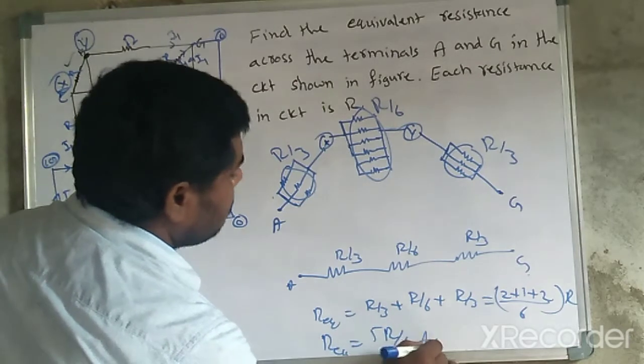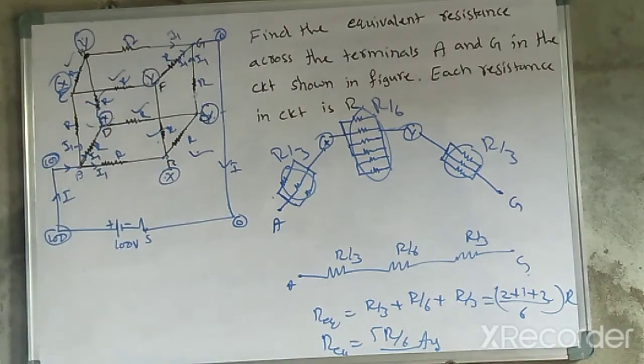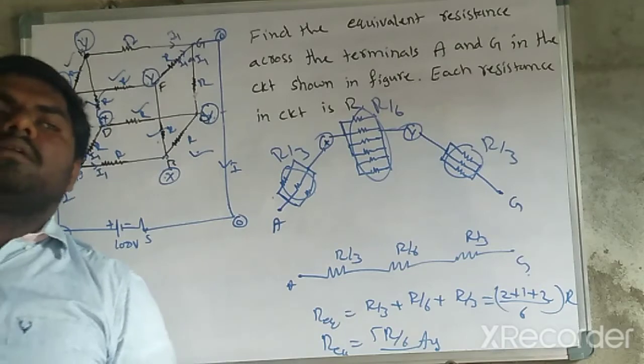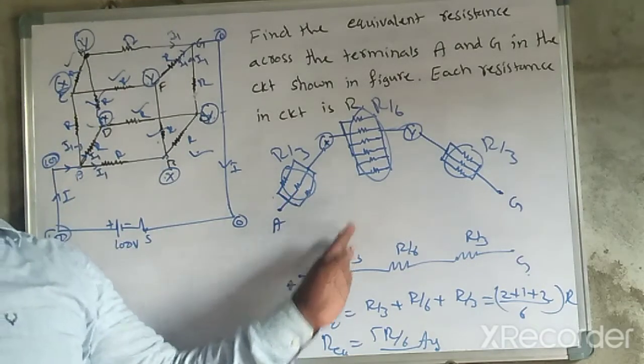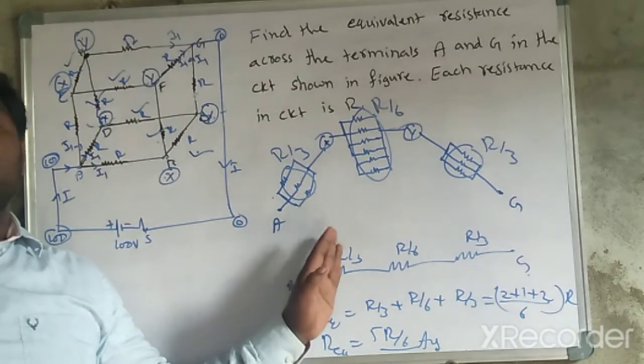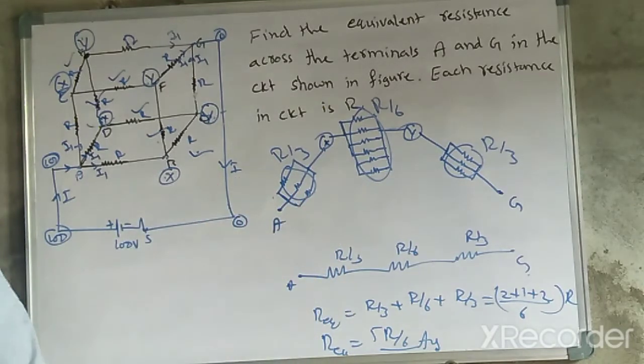This is the answer to the question. This was an alternative method; you may follow any one method. If the circuit has symmetry, you may do it like this. Otherwise, you may go for the normal method.